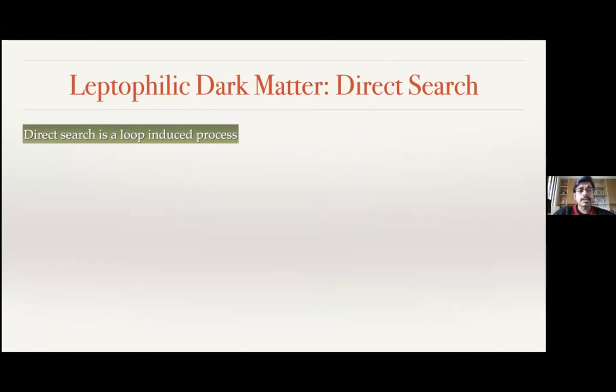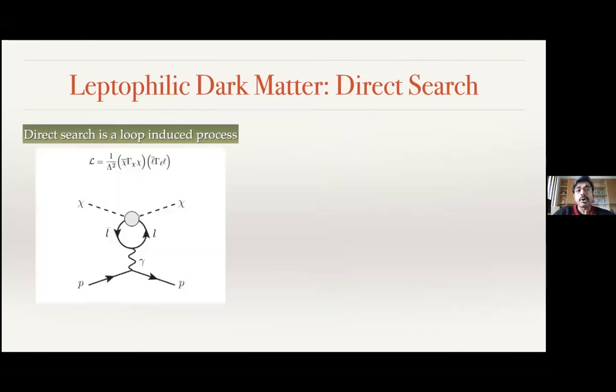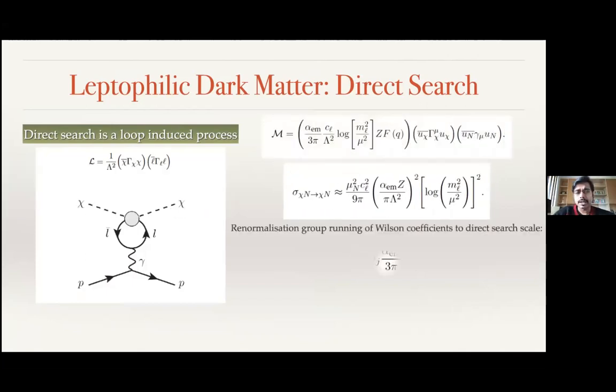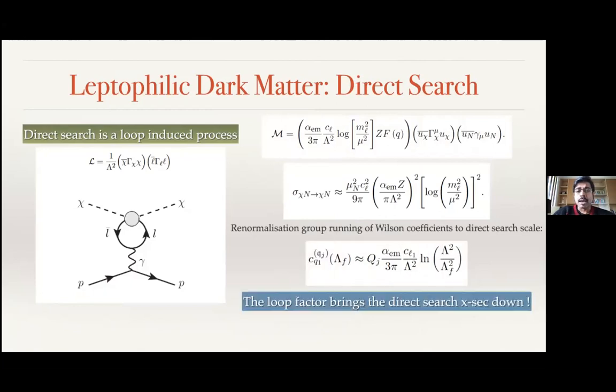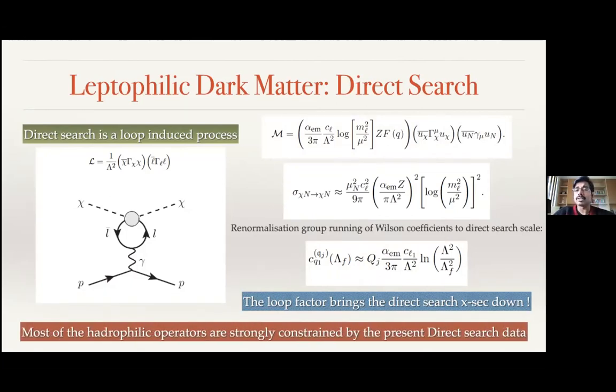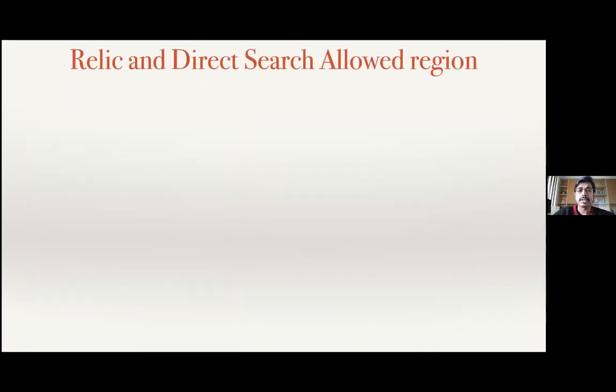Now these calculations are different for the leptophilic dark matter, because the dark matter is primarily talking to leptons. That, however, can give you a direct search, but through a loop induced process. Once again, I do not want to go into the details because I do not have the time to do so, but the loop factor essentially brings the direct search cross section down, because otherwise, for example, the hadrophilic operators are very strongly constrained by the present direct search data.